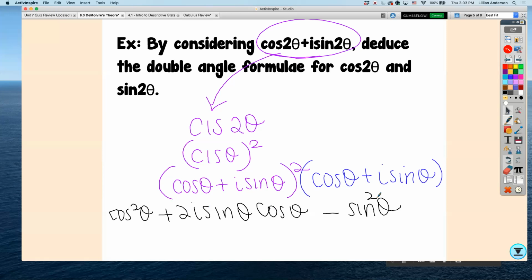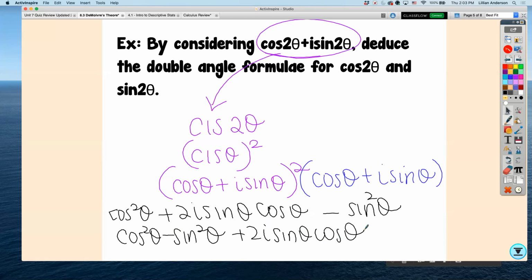And if I put my real parts together, that's cosine squared theta minus sine squared theta. And then I'll have my imaginary part of 2i sine theta cosine theta. Does this look familiar? Yes. What's cosine squared theta minus sine squared theta? It's not 1, that's sine squared theta plus cosine squared theta. But when you subtract, that's actually cosine 2 theta.